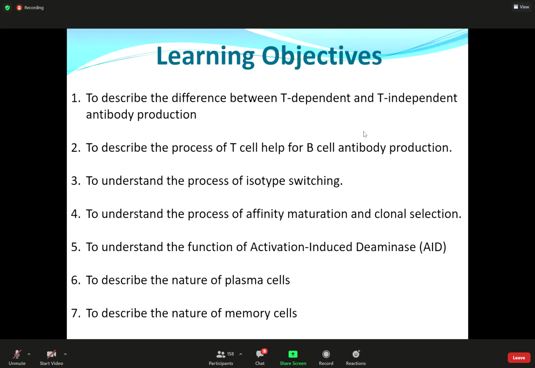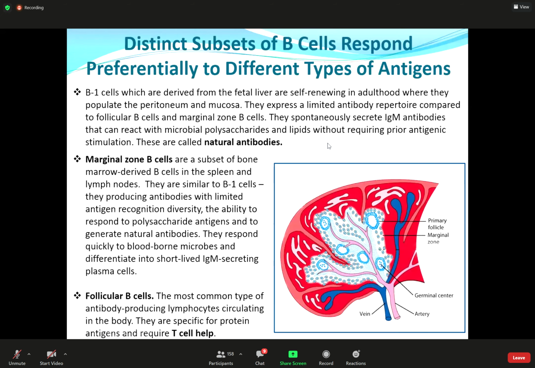And before we start talking about this T and B cell help, you need to recall three things.